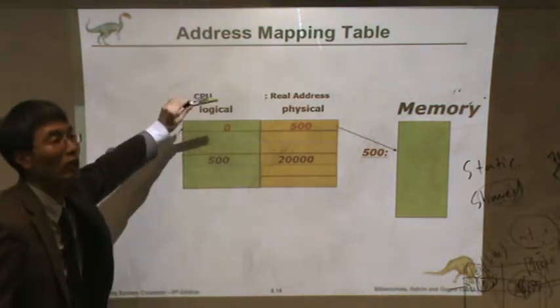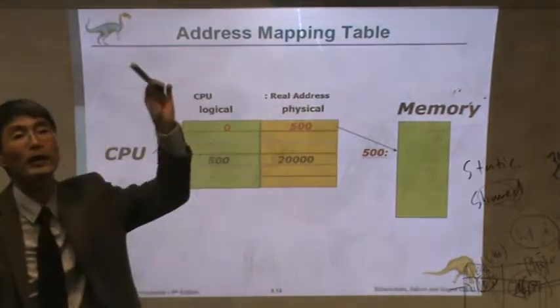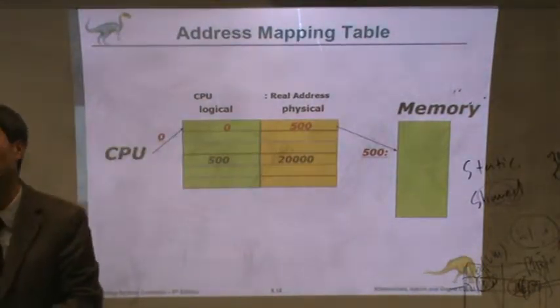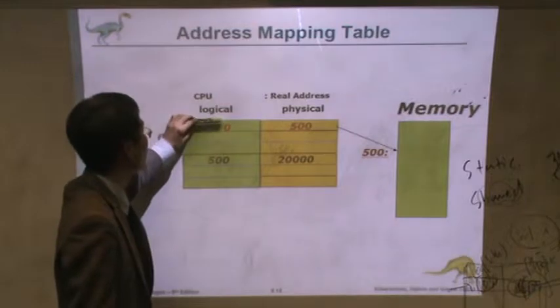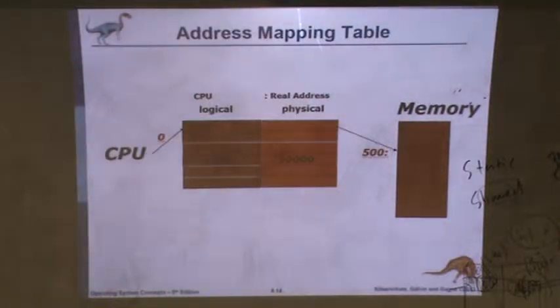So also you can manage such logical versus physical addresses for many processes. It doesn't matter, right? And also you can manage many MMU tables, in case you have many memories.